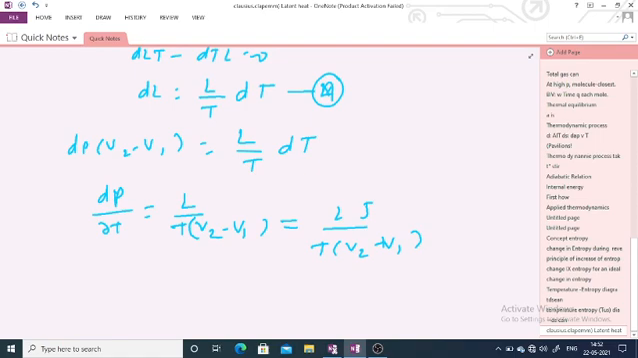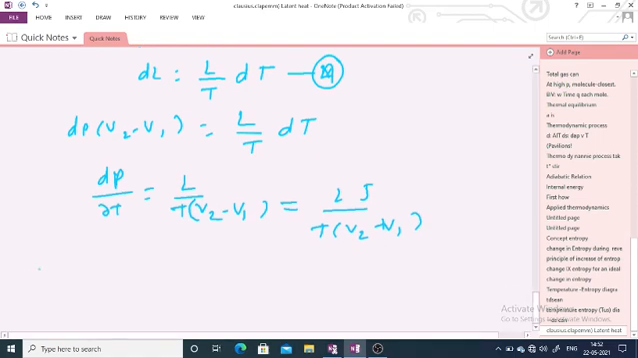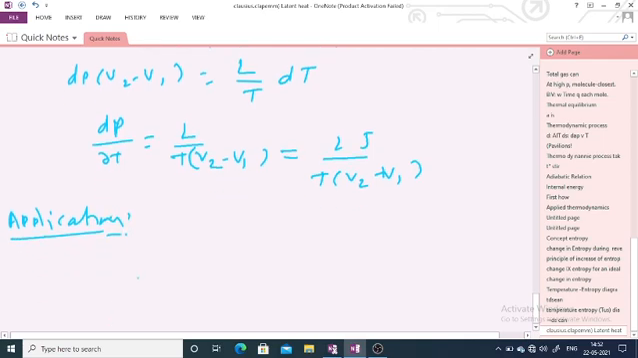Now there are applications of the first latent heat equation. There may be chances of MCQs on the applications, so you should remember them. It is the most important.